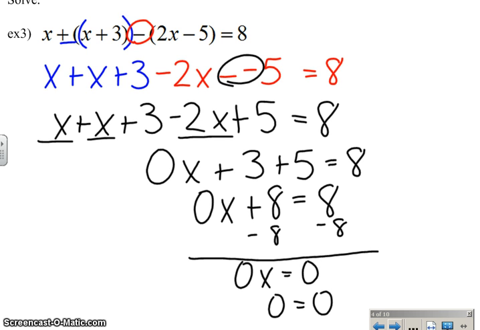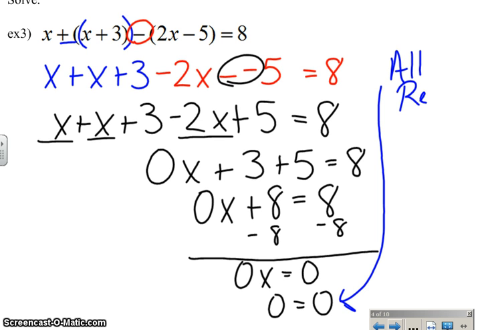So this is interesting because not only did our x disappear and we're left with nothing, but everything else disappeared as well. So the statement 0 equals 0 is a true statement. I think everybody can agree that, yes, 0 does equal 0. Well, when we get a true statement such as this, our solution to the equation is what we call all real numbers.